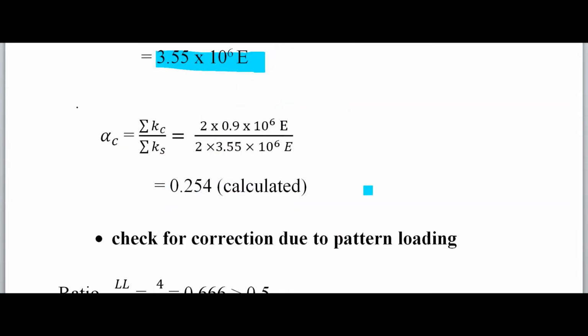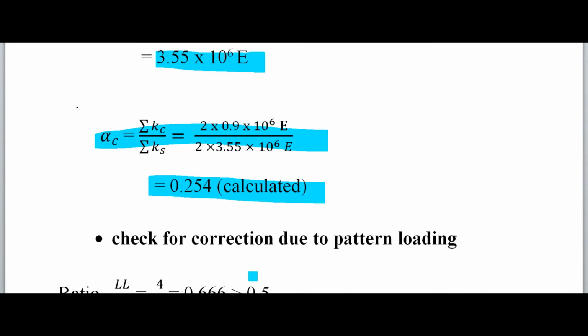So alpha C by this equation, 0.254 is calculated. So alpha C for both the shorter and longer direction we found out.